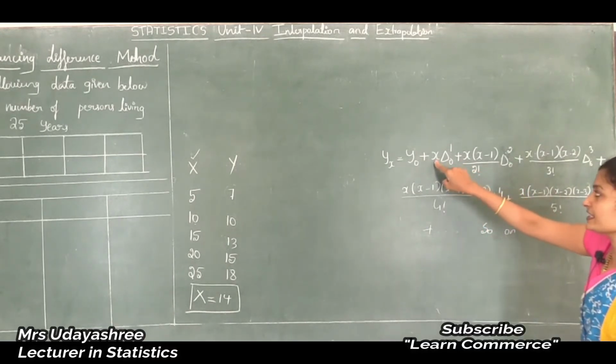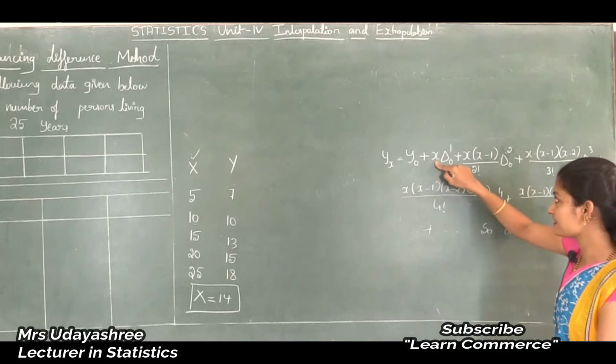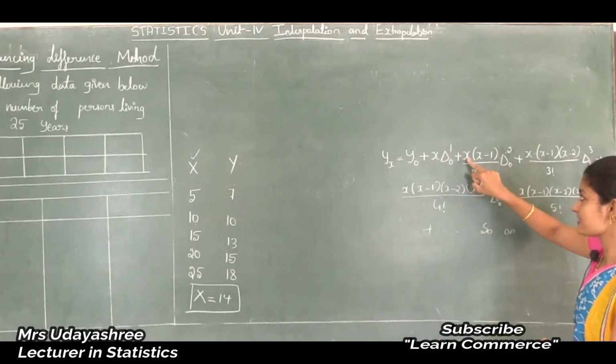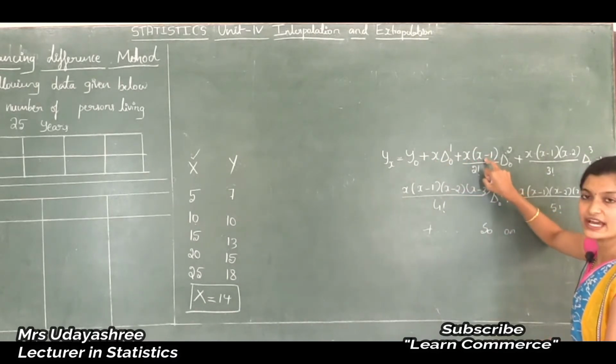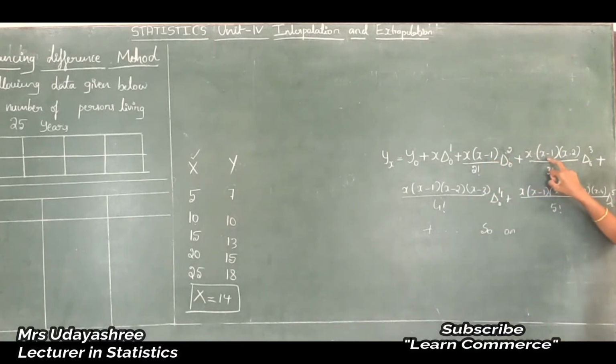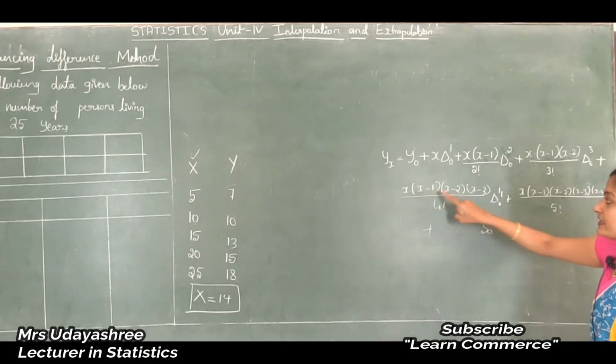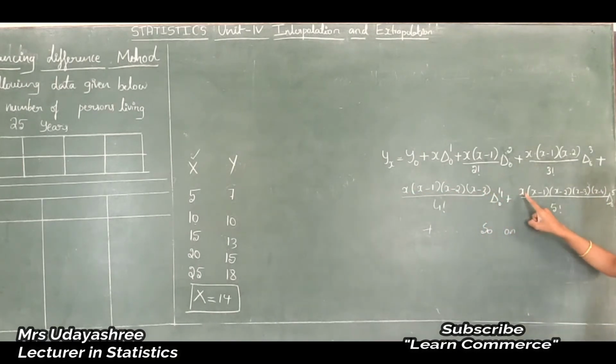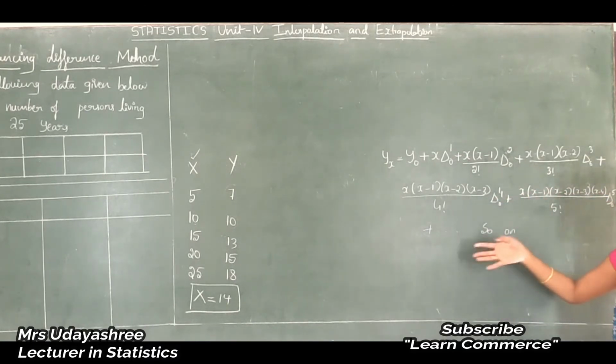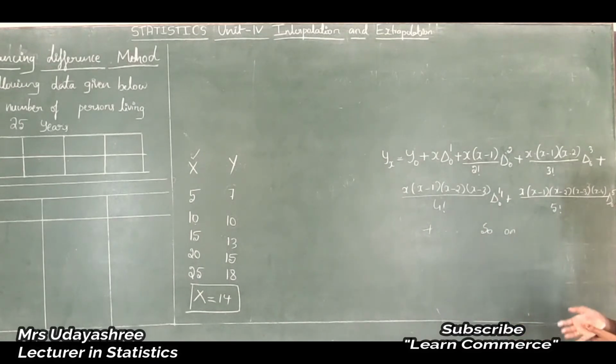Next, here it is only one term, that is x, and here 2 terms are there, one is x, one more is x minus 1. Here it is x minus 1 and x minus 2, and here x minus 1, x minus 2 and x minus 3, and here x minus 1, x minus 2, x minus 3, x minus 4, and if there is one more term, it will continue x minus 1, x minus 2, x minus 3, x minus 4 and x minus 5, like that. Okay, this is the Newton's method formula.